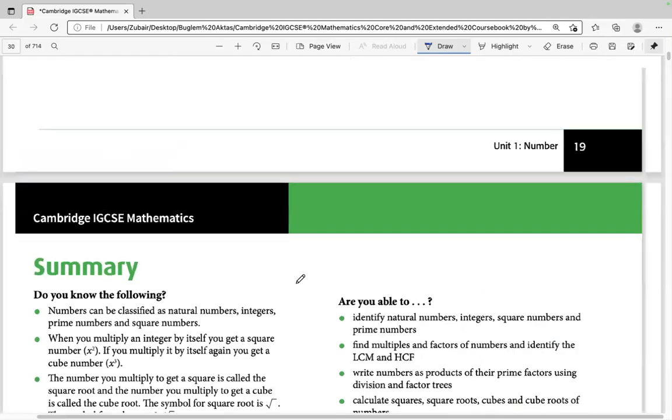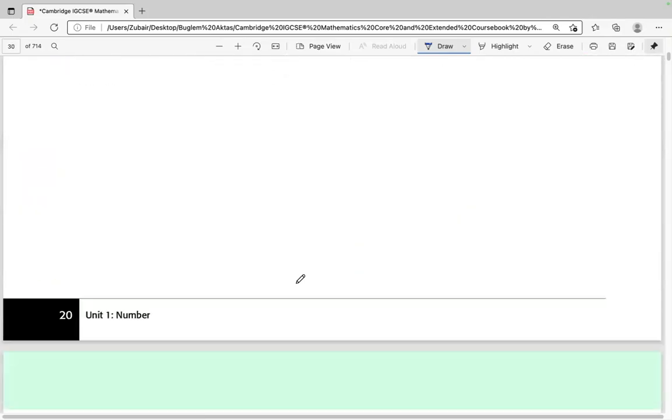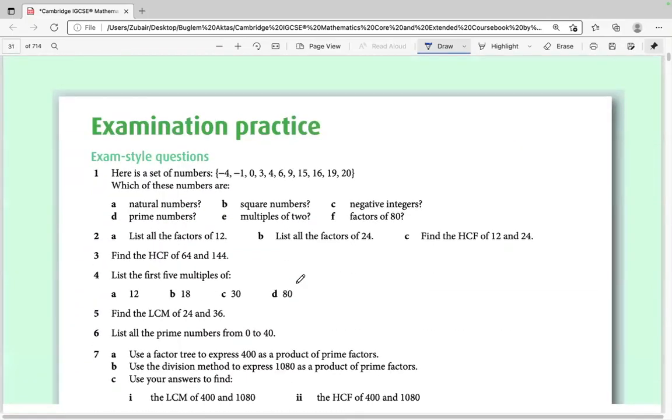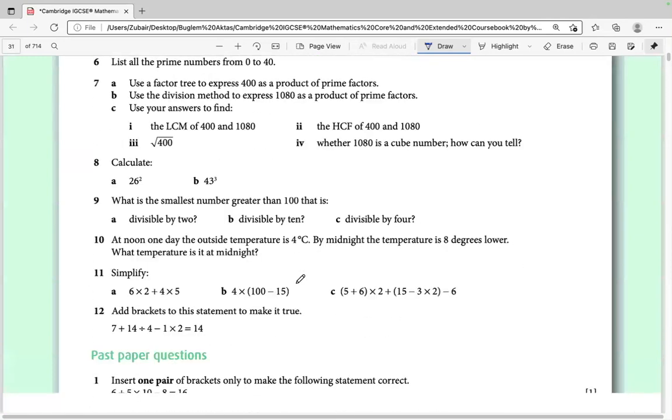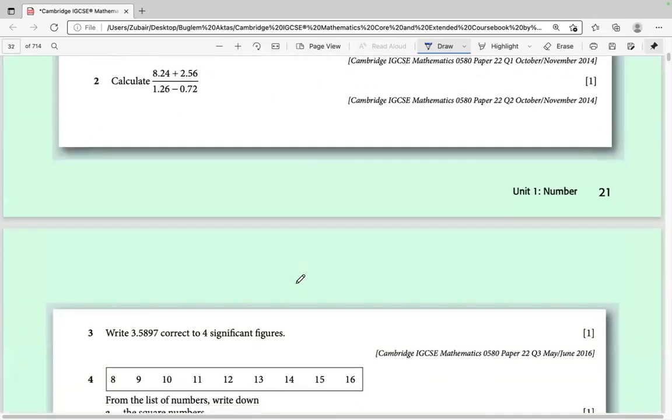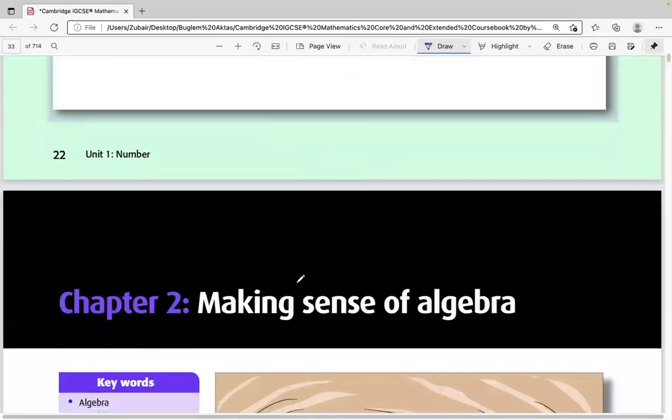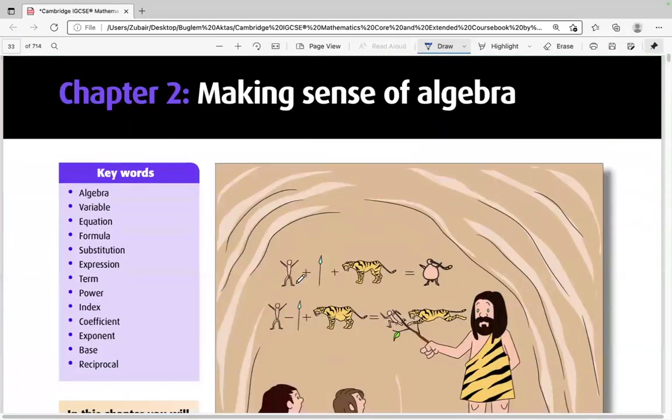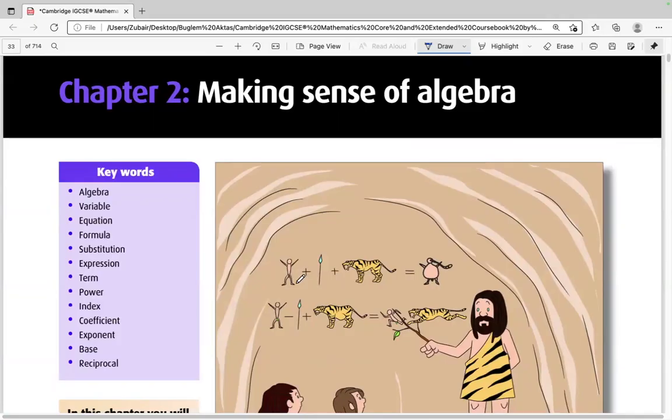Okay, so unit 1 is complete, and this was a far better class than other students. Keep it up. And then next class, inshallah, we'll go to chapter 2, algebra.